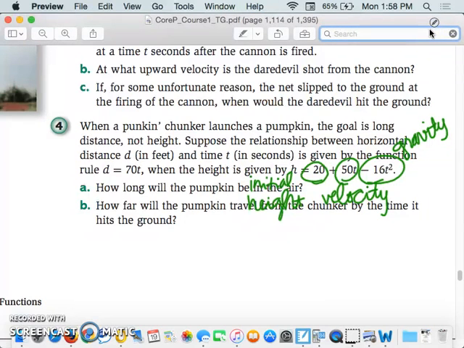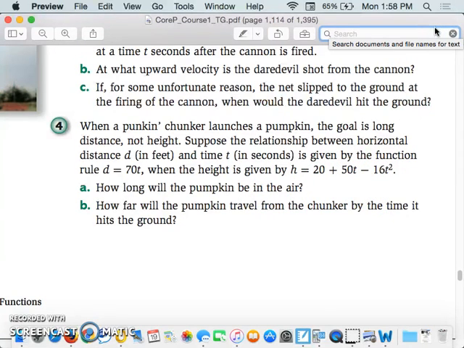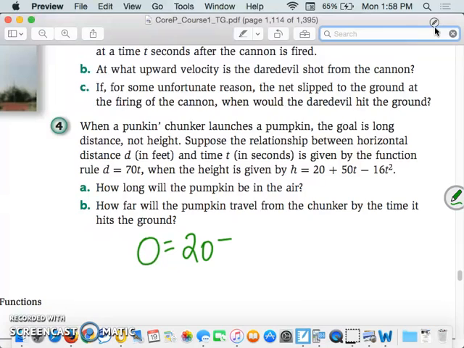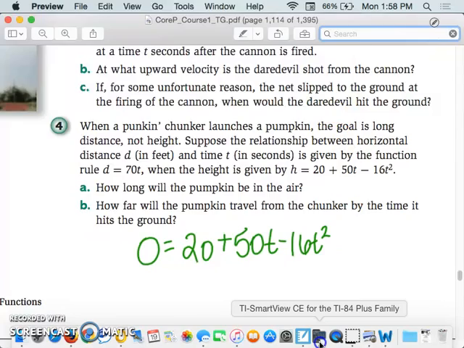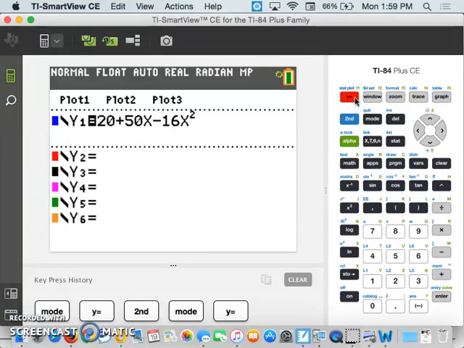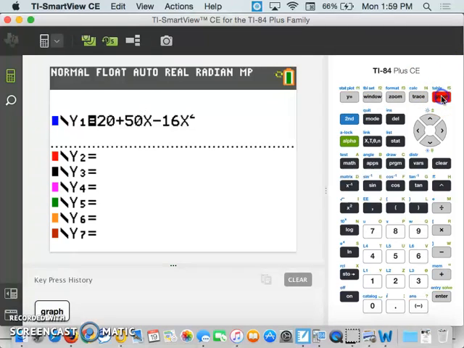And when we're thinking about how long the pumpkin is going to be in the air, that means that the height is equal to 0. So we have 0 equals 20 plus 50t minus 16t squared. And then in the calculator, we put that in the y equals, and then we look at the table.